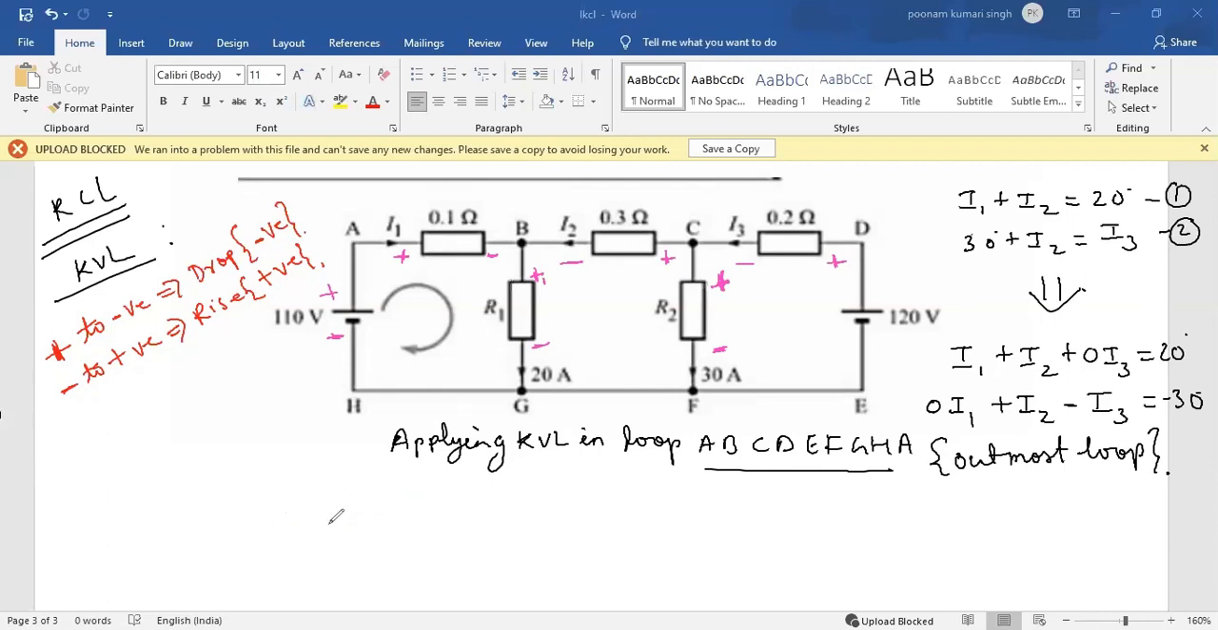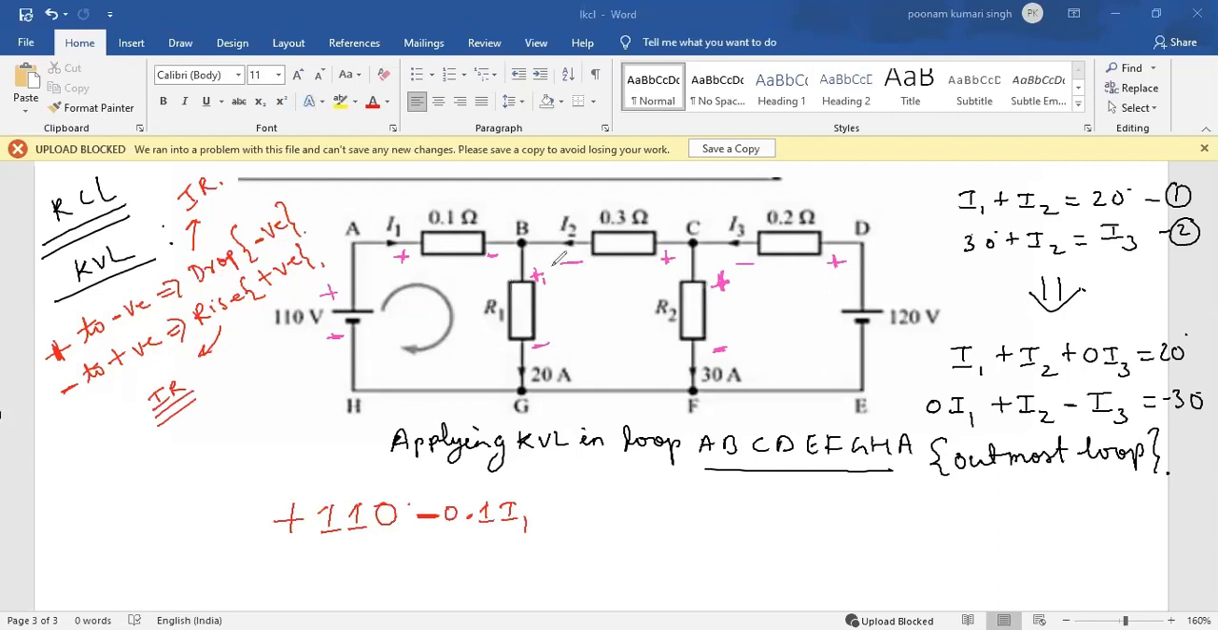So plus 110. Now you are going from plus to minus. So what would it be, students? Plus to minus. Drop, sir. So it will always be associated with a minus sign. So drop is always I into R. Whenever we are talking about IR drop or rise in terms of IR, we are talking about a resistor, not a source. So this is minus 0.1 into I1.